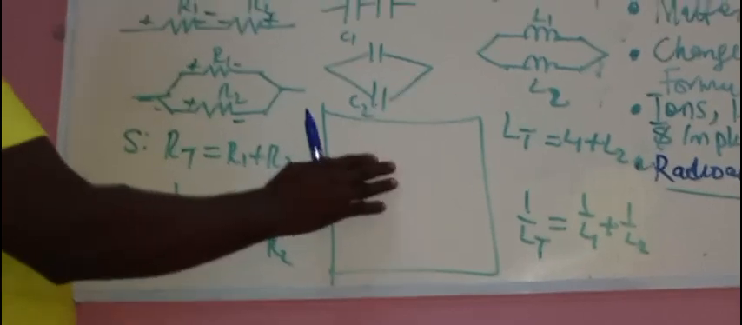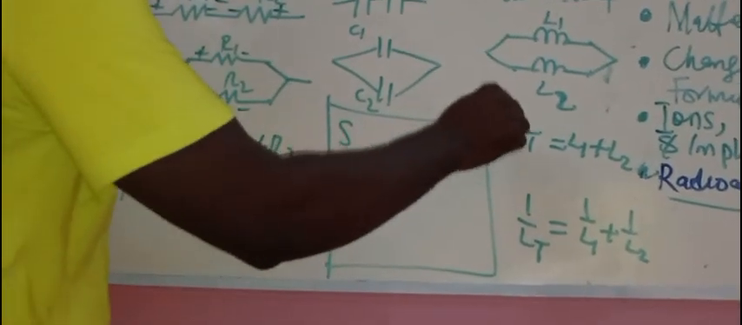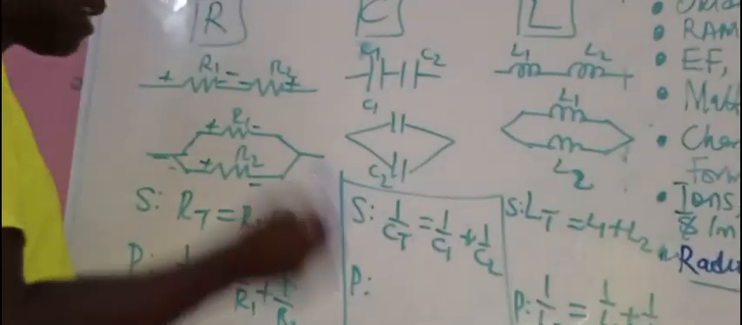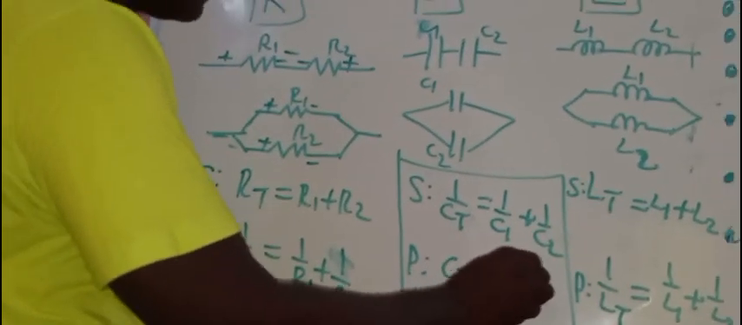But that of capacitors is different. Take note of that. For capacitors, it is the opposite of what happens to resistors and inductors in these combinations. For series, the total capacitance is the reciprocal of the sum of the reciprocals of the individual capacitors: 1 over C1 plus 1 over C2. If it is more than that, you continue. Then for parallel, it is the opposite: the capacitances add, C1 plus C2.